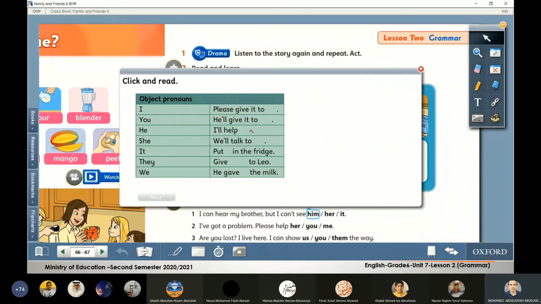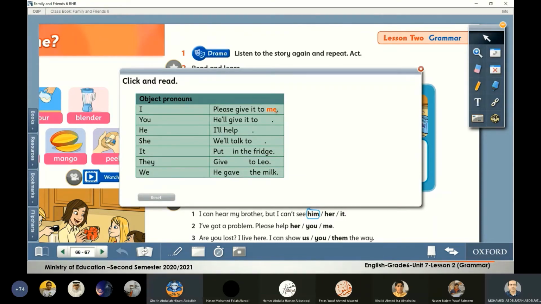Well, here students, we have some object or actually all object pronouns. I, you, he, she, it, they, and we. These are the subject pronouns. And on the other side, you can see the equivalent object pronoun that meets the subject pronoun. Look here, I, please give it to who? To me.